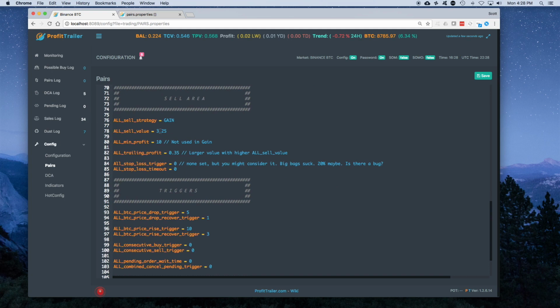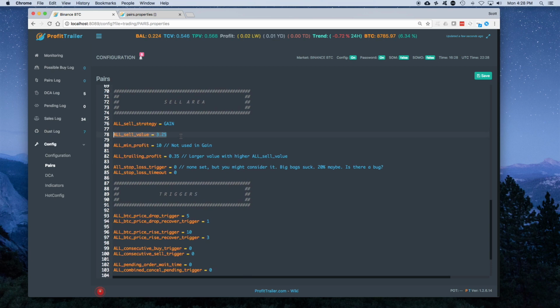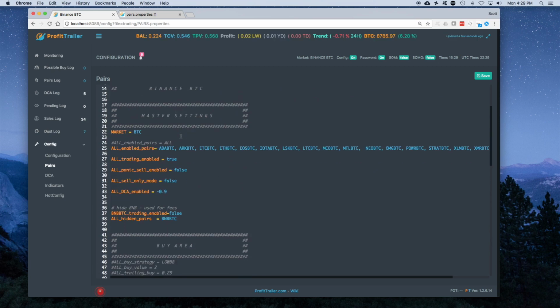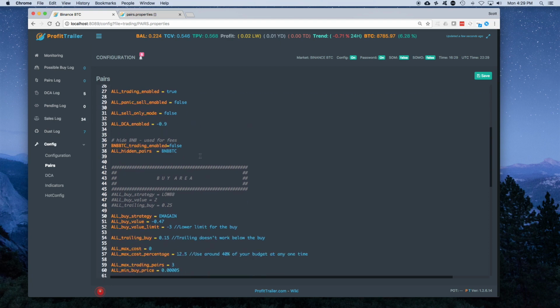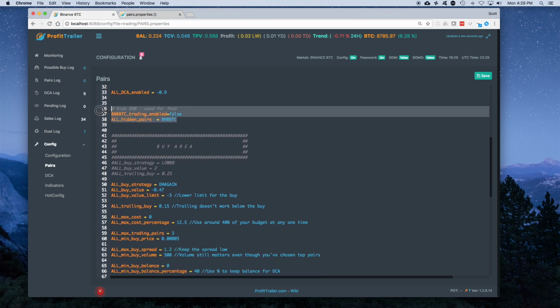And you can see down here, the sell area. I've got it at a little over 3.25%, a little over 3% here. And this, of course, if you haven't done this on Binance, you should do this. Use BNB for your trading fees. And this is how you set it up. You set trading enabled equals false, and you hide that in your bot because you have to buy some manually. And then in Binance, in the user interface, in your settings, you turn on a setting that says use BNB for my trading fees.